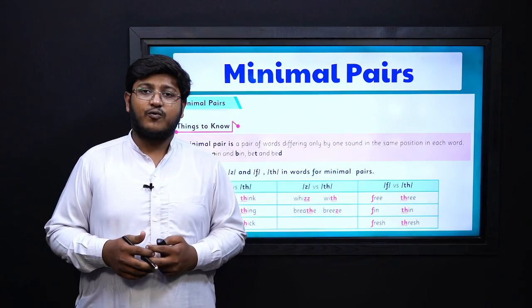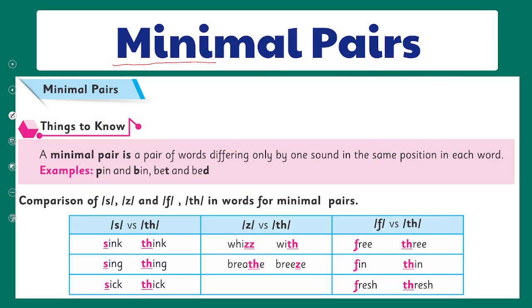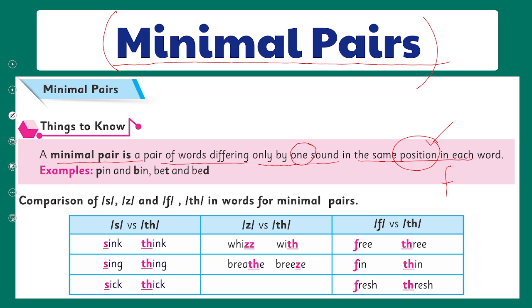So let's find out what such type of words are called. These type of words are considered as the minimal pairs. So let's find out what is meant by a minimal pair. A minimal pair is a pair of words differing only by one sound in the same position. So one sound is different and at the same position that sound is different. Like if the first sound is different, the second word's first sound has to be different, not the second alphabet or the third sound. So one sound is different between two words and that sound is different on the same position in each word.